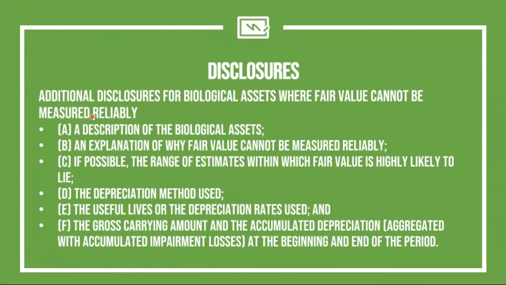Okay? Now, we have additional disclosures for biological assets where fair value cannot be measured. So letter A, description of the biological asset, explanation why fair value cannot be measured reliably. So again, they look similar to your investment property that do not have fair value. If possible, the range of estimates within which fair value is highly likely to lie, the depreciation method, useful life, and the gross carrying amount and the accumulated depreciation at the beginning and end of the period. So those are disclosure requirements.